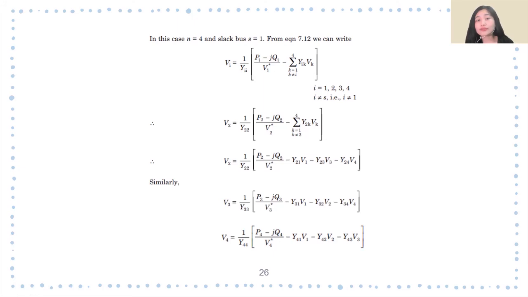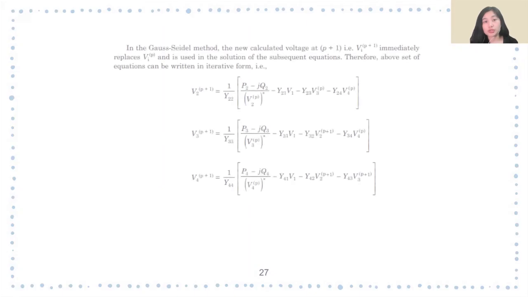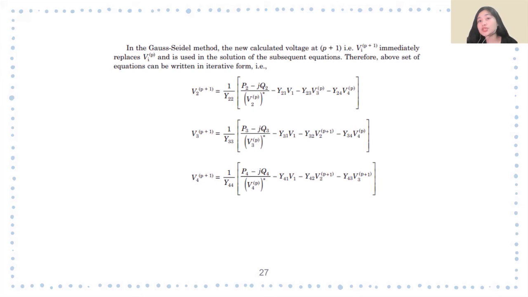That is how we have to change our given equation ng Gauss Seidel into something that is more computable or more understandable by means of computing it using our calculators and digital computers. So in the Gauss Seidel method, the new calculated voltage, V sub i raised to p plus 1, immediately replaces our V sub i raised to p and is used in the solution for subsequent equations. So this process is undergone because we are going to write it in an iterative form.